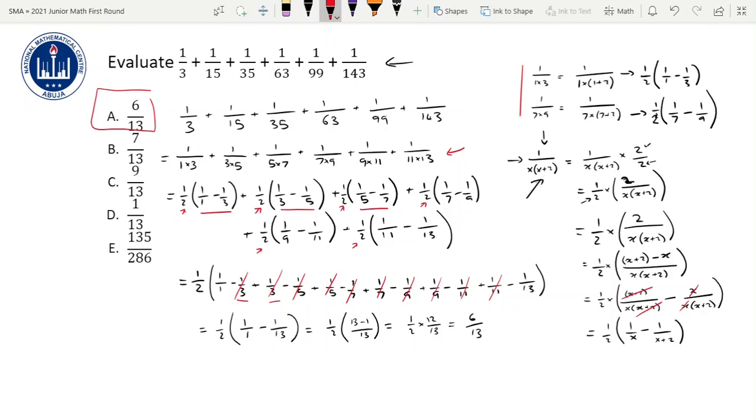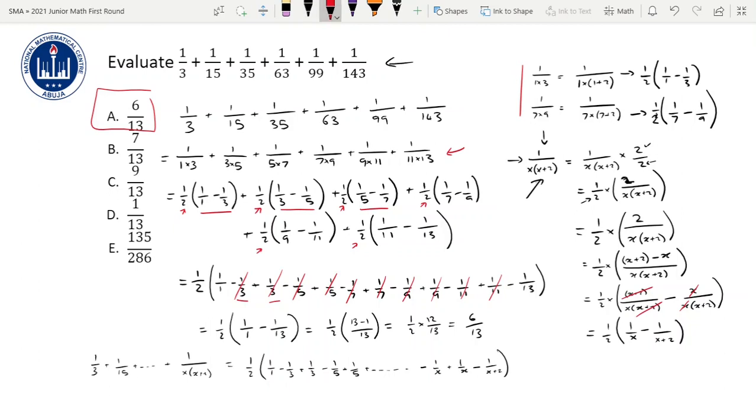This method too can be generalized to a larger scope, right? Instead of ending at 1 over 13, we can generalize it. So let's say we're looking for the value of the sum 1 over 3 plus 1 over 15 and so on up to, let's say, 1 over x into x plus 2. When you apply this, you're going to have this sum to be equal to 1 over 2 into brackets 1 over 1 minus 1 over 3 plus 1 over 3 minus 1 over 5 plus 1 over 5 and so on, and you have minus 1 over x plus 1 over x minus 1 over x plus 2. So you have something like this if you write out the sum.